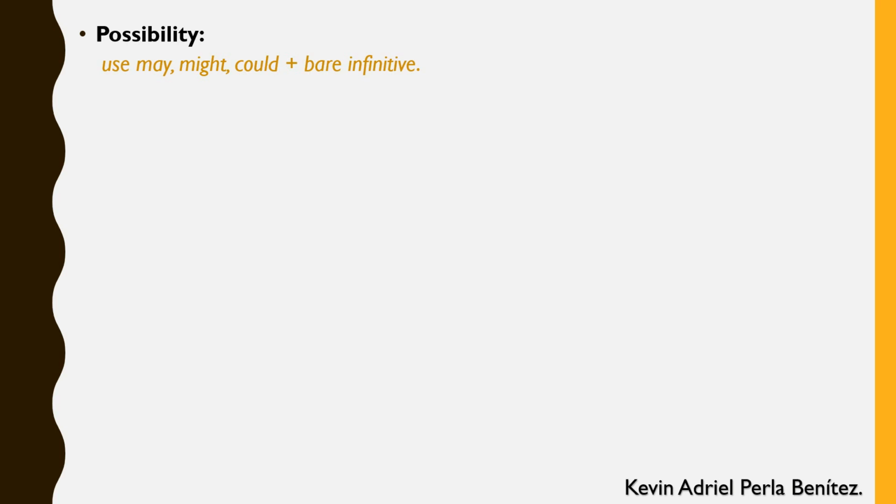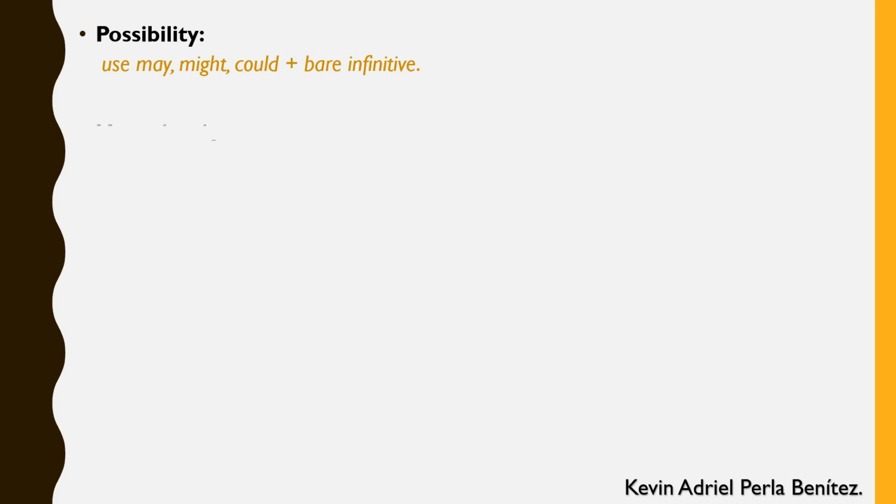The first one expresses possibility. We can use may or might or could, but we can use may and might in the same situation. The thing is that may expresses a greater certainty than might. Might is very common in conversation, but is less formal. And instead of using them, we can use could, which expresses options and possibilities.